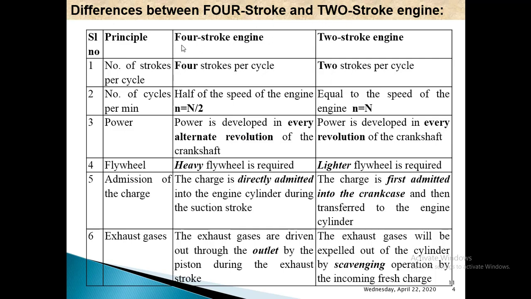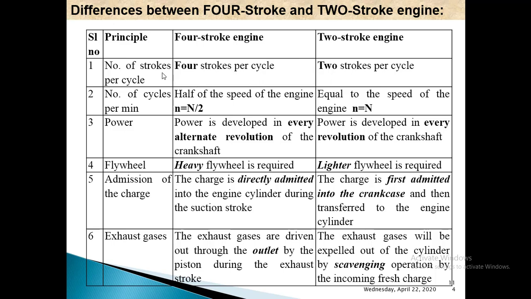Yes, we'll begin with the first thing. You can see here I have three or four rows and columns. The first one is the serial number, and this is the main thing actually, the principle. And I have two more columns: one is for the four-stroke engine, another one is for the two-stroke engine. Let us see what the main differences are between the four-stroke engine and the two-stroke engine.